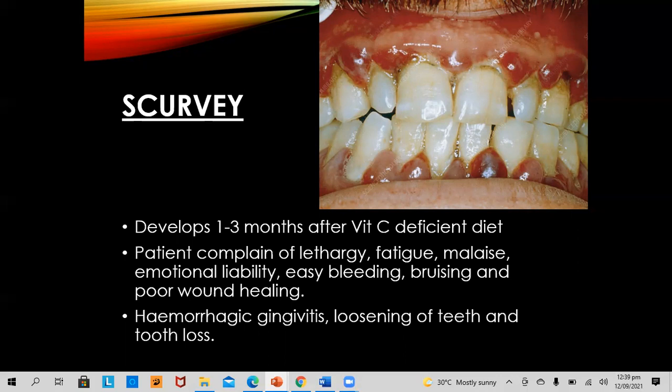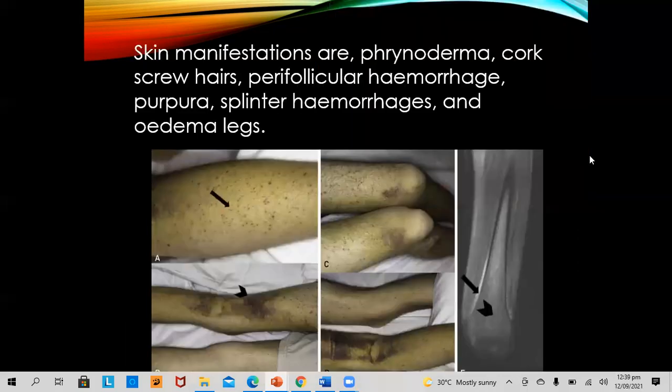There is hemorrhagic gingivitis, as you can see in the picture, loosening of teeth and teeth loss. On skin, it manifests as perifollicular hyperkeratosis, corkscrew hairs, perifollicular hemorrhages, purpura, splinter hemorrhages in nail, and edema of the legs. You can see the purpura, you can see the follicular hemorrhages.